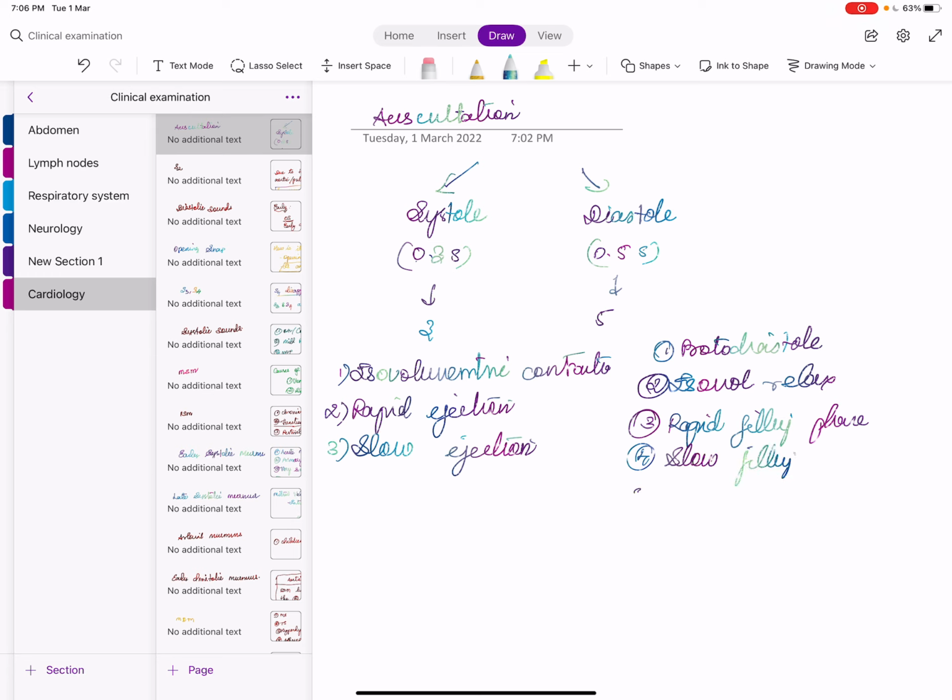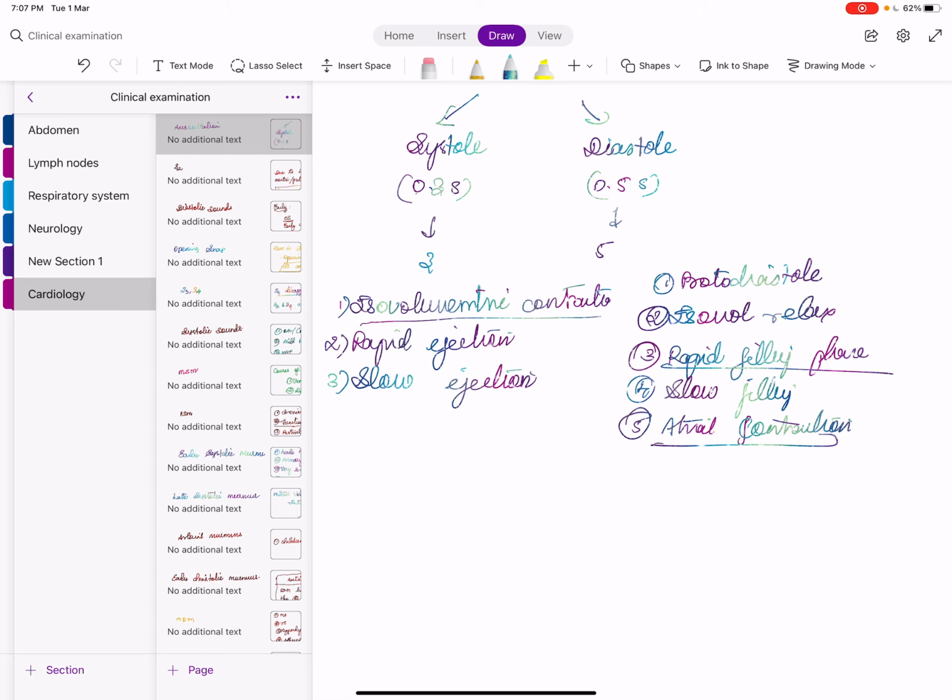So when the pressure increases to a certain extent, what happens? The aortic valve and pulmonary valve open. So this marks the rapid ejection phase. After the pressure gets reduced, the ejection will be slow. It is called the slow ejection phase. So in systole, the most important events are isovolumetric contraction, rapid ejection after the opening of the aortic valve and the pulmonary valve, and then slow ejection.